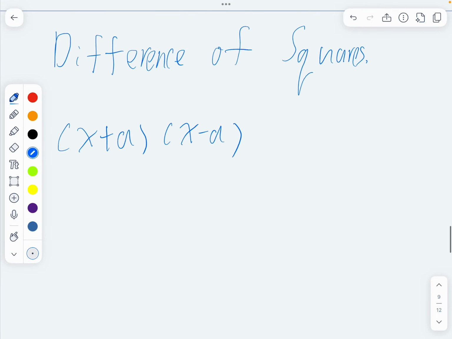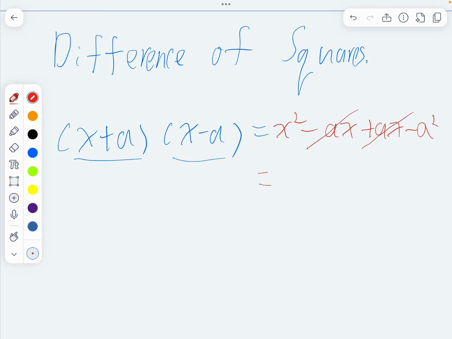Another example is the difference of squares. That means the first term is plus, the second one is minus. Let's do one more time. It's x squared plus a times x, plus ax minus a squared. So we can cancel them out. So it's going to be x squared minus a squared.